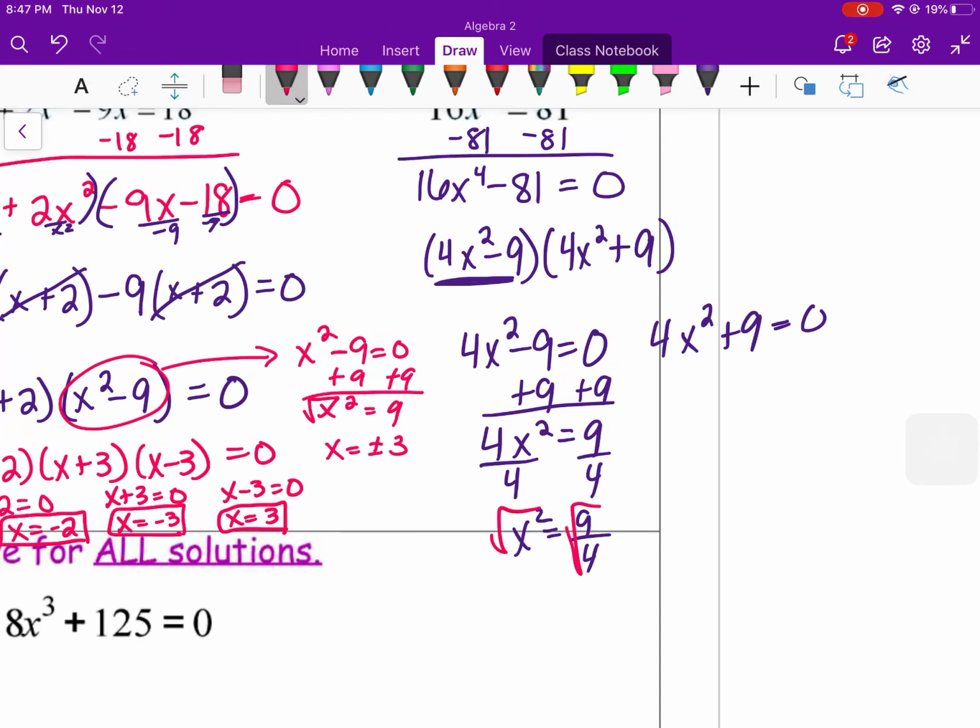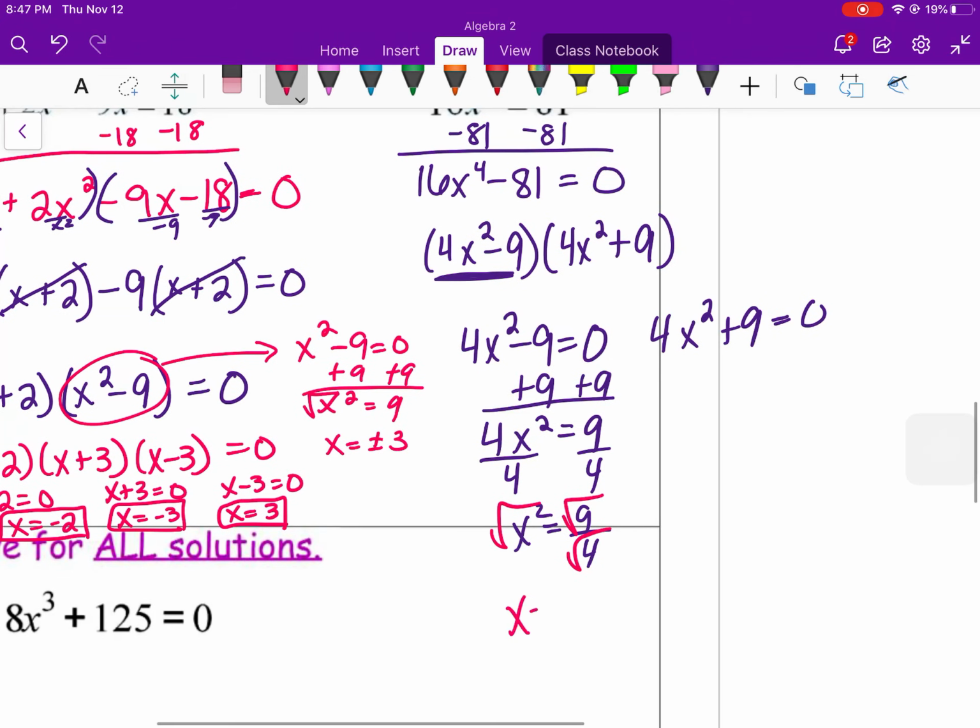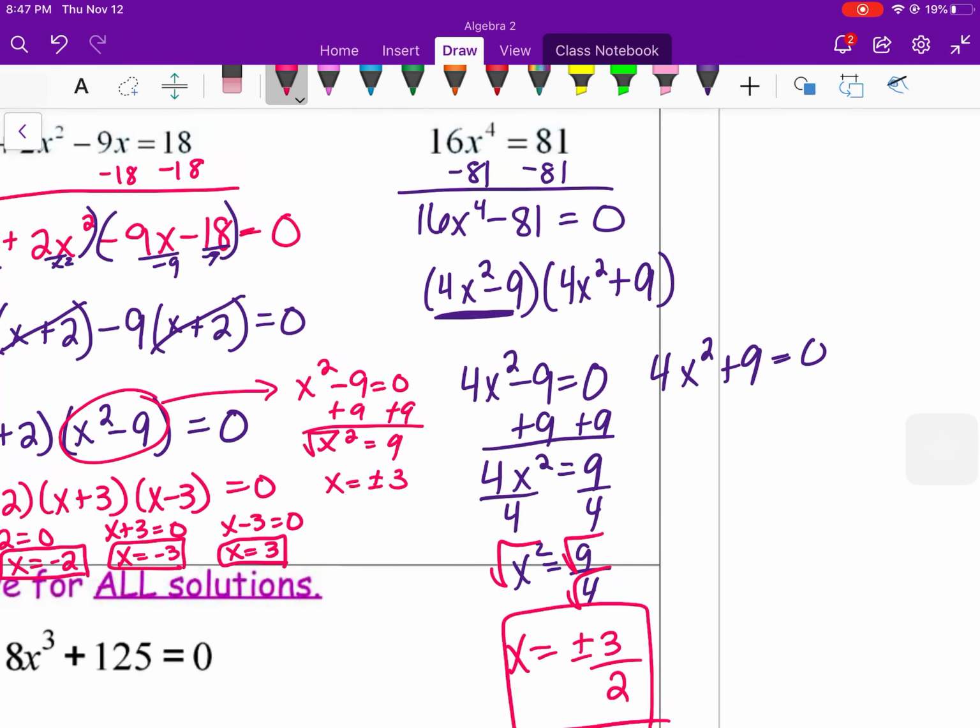Take the square root and square root the fraction, the top and bottom separately. Going to get plus or minus, the square root of 9 is 3, the square root of 4 is 2. So there's two answers for this quartic polynomial, 3/2 and negative 3/2.